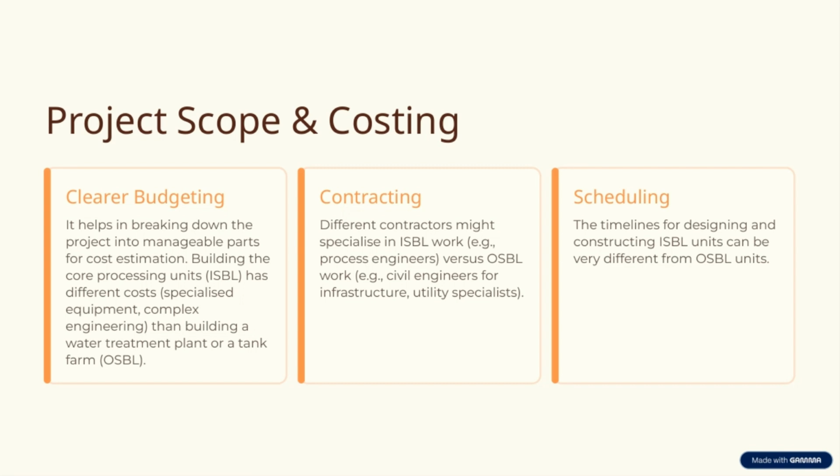First, clearer budgeting helps us break down the project into smaller, manageable parts, making it easier to estimate costs accurately. For example, building the core processing units, or ISBL, involves specialized equipment and complex engineering, which tend to be more costly. In contrast, constructing a water treatment plant or a tank farm, known as OSBL, has different cost considerations.